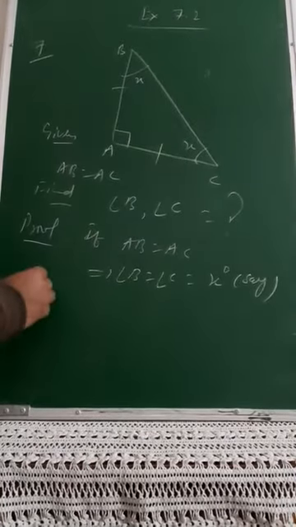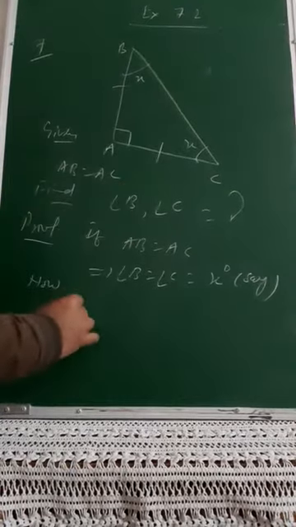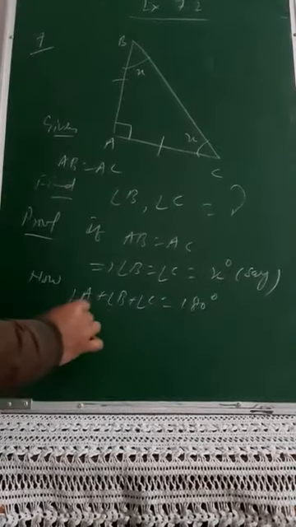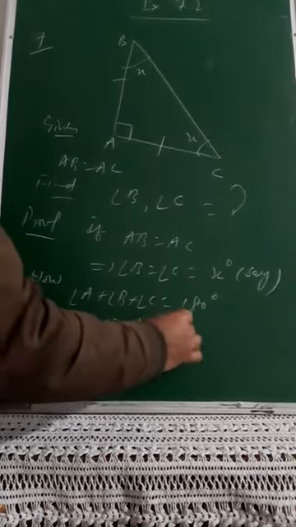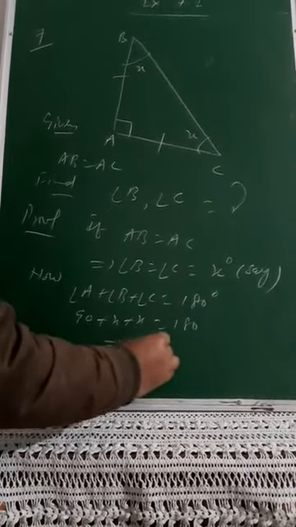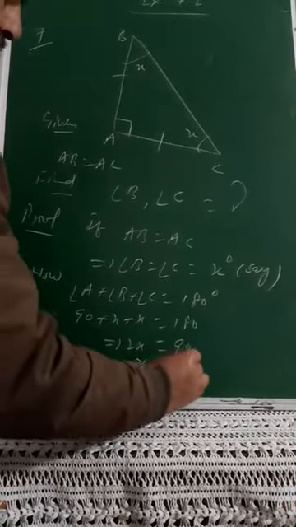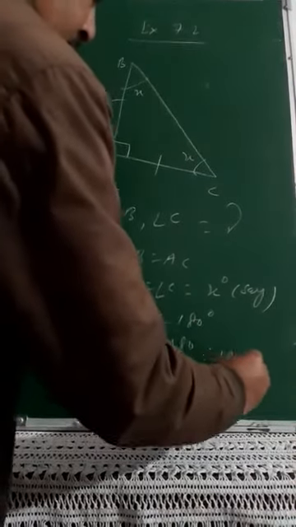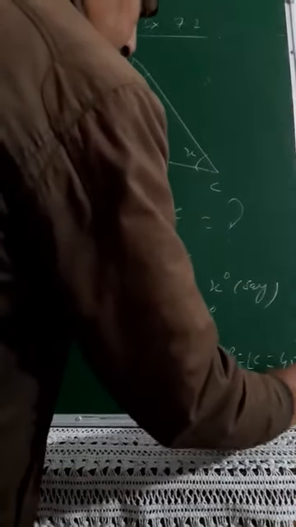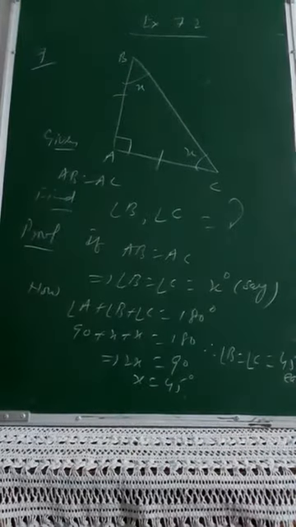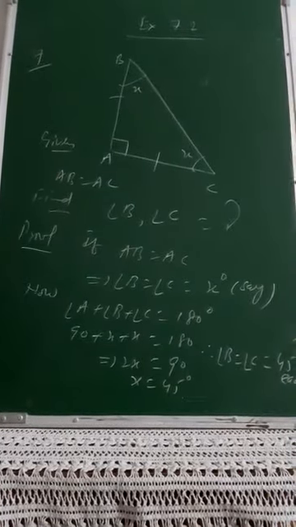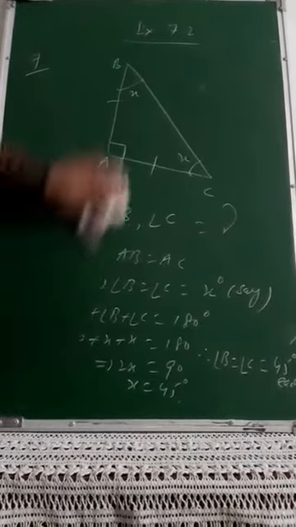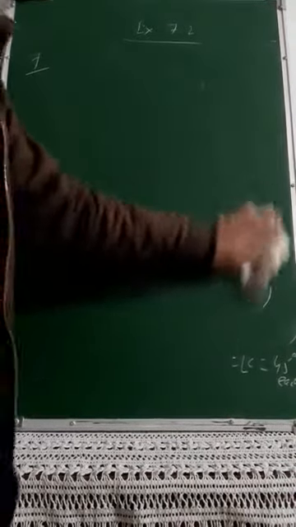Now simply apply the triangle angle sum property. Angle A plus angle B plus angle C is equal to 180 degrees. So here it is 90 plus 2x is equal to 180. So this implies 2x is equal to 90. So x is equal to 45 degrees. Therefore angle B as well as angle C will be equal to 45 degrees each. So I hope all of you can do that very comfortably. It's a very simple problem, based upon your isosceles triangle angle property as well as your triangle angle sum property.